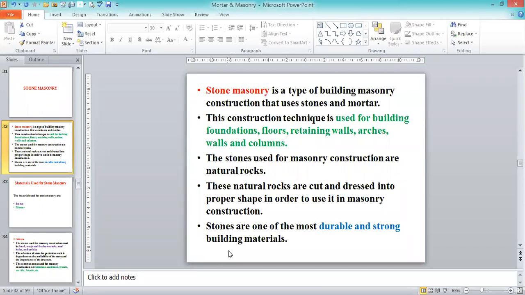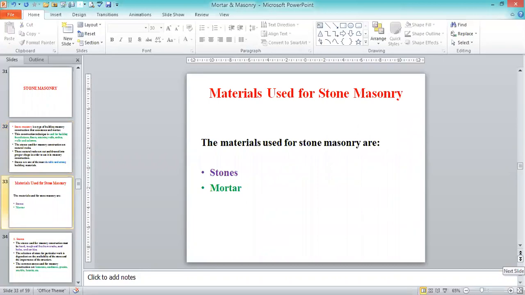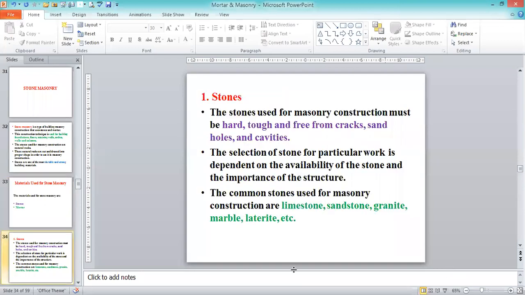Then the last point we have to observe is that the stone should be durable and strong. Whatever stone or rock you are going to use for the masonry work will be durable and strong. Then the materials used for stone masonry are stones and mortar. Then we had to understand the types of stones and the characteristics of the stones.